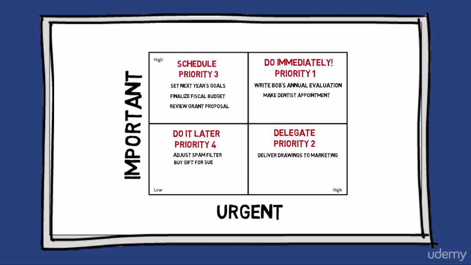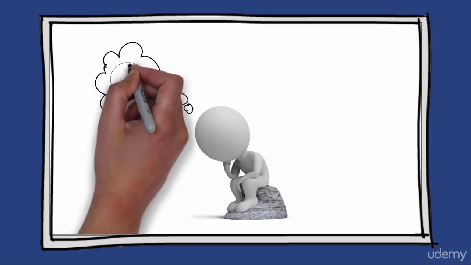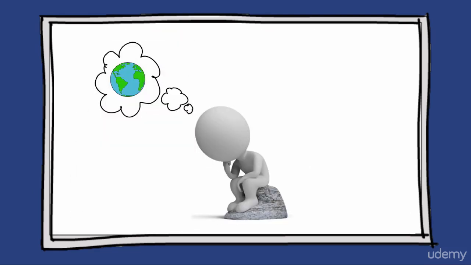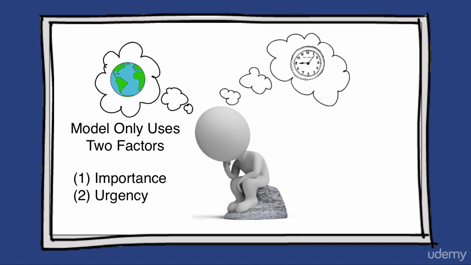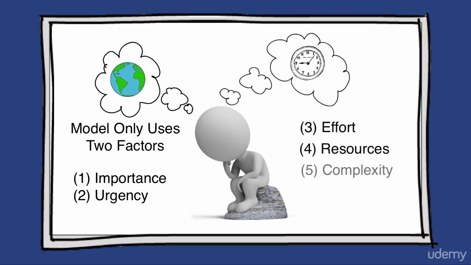With our matrix filled out, how would we actually apply the matrix in the real world? This brings us to the main limitation of the model, which is the model only uses 2 factors in determining what action to take: importance and urgency. These may be critical factors, but if we are trying to maximize our time and make the best decisions, then there are many other real-world factors we need to consider. Factors such as required effort, available resources, complexity of the task, and common traits.